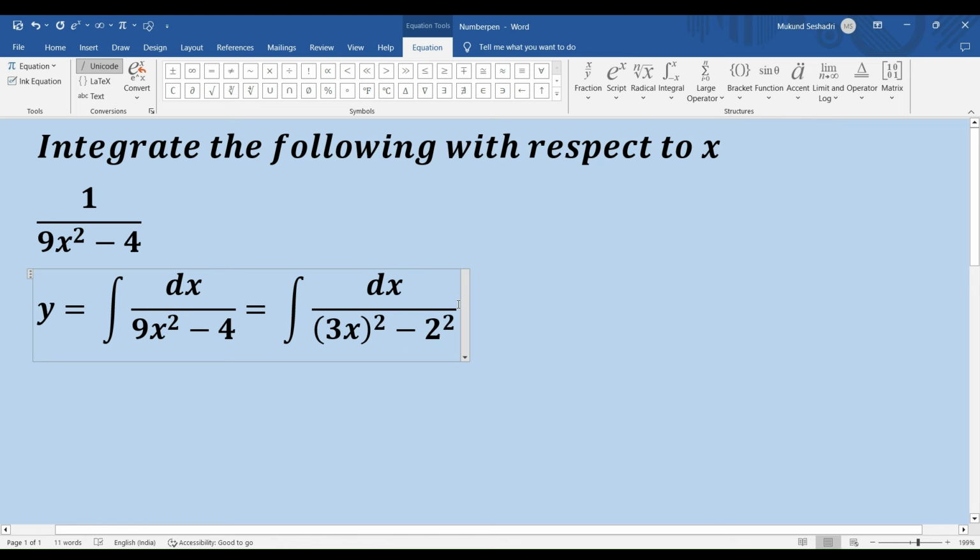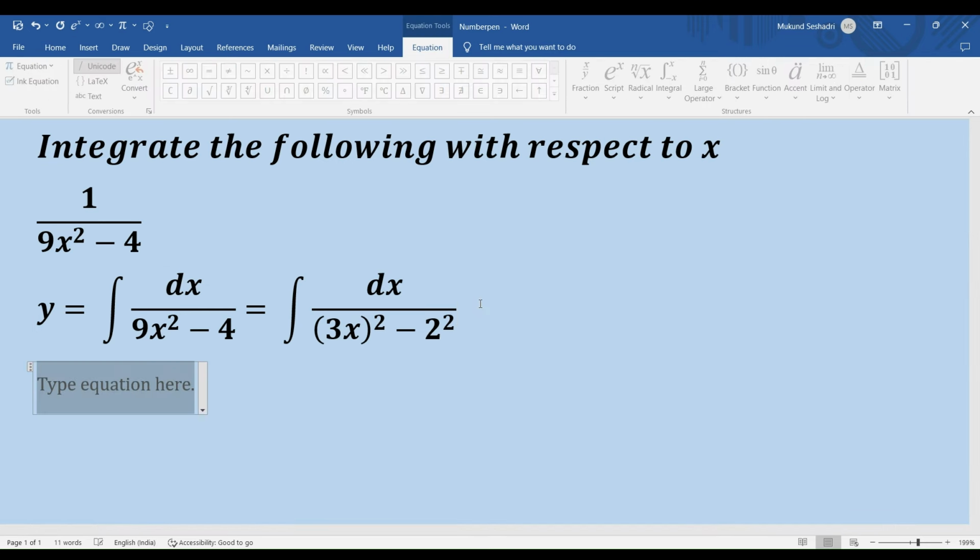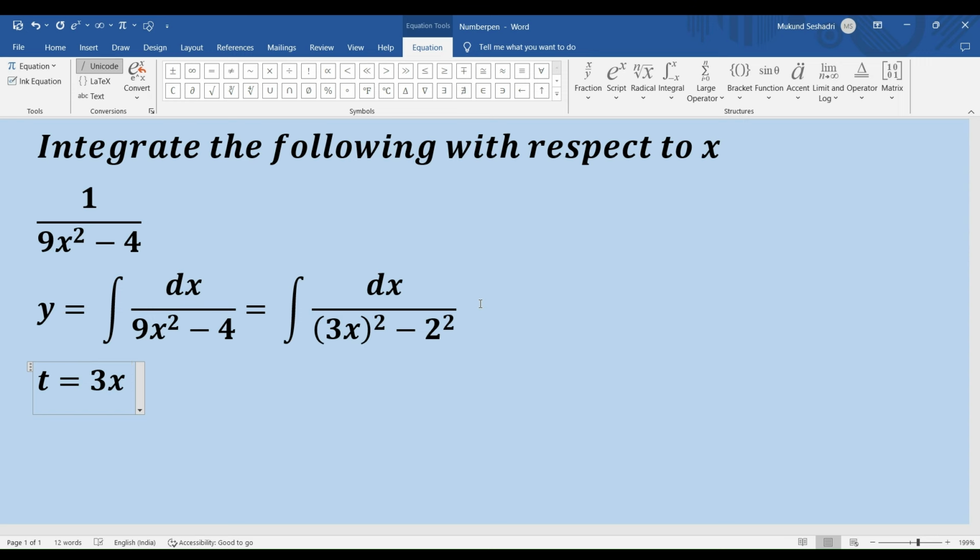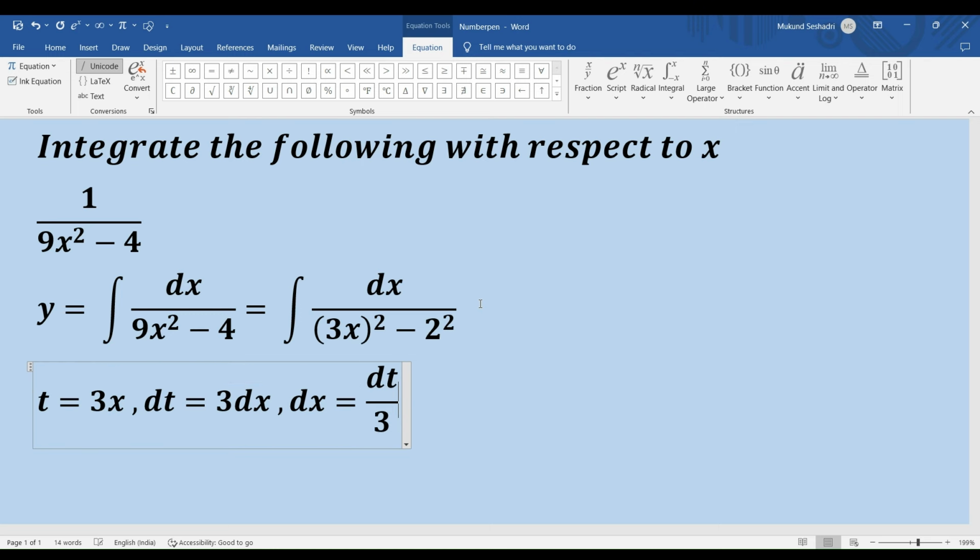So now when I take a closer look at the expression what I have, it looks like I'll be able to resolve this using partial fractions, right? Now, before that, I'm going to make a simple substitution. And the substitution that we're going to do is t equals 3x, right? And you will understand shortly why I am doing this. When my t equals 3x, my dt equals 3 dx, and my dx equals dt by 3, right?